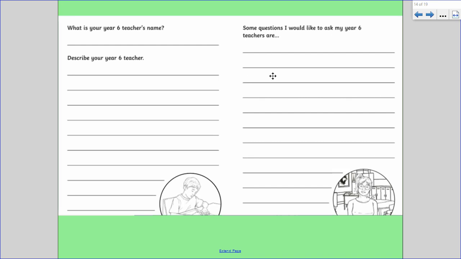So some questions, because you'll all have questions about what's going to be happening next year. So if you're in Year 6, what questions would you like to ask your secondary school, your high school? So some of the questions I'd like to ask my Year 6 teachers. Obviously Year 5, you will know who you've got and what would you like to ask them. So these are sections for the booklet.